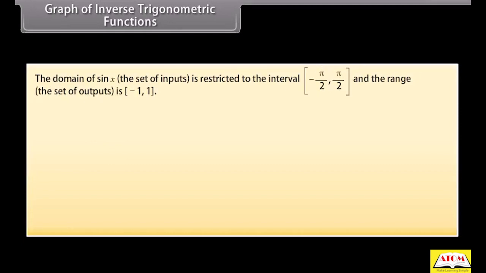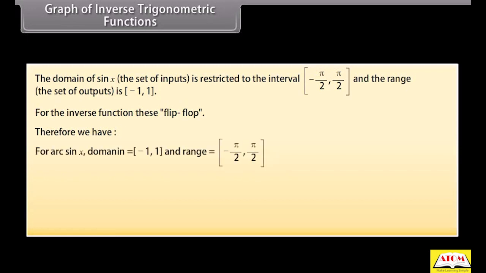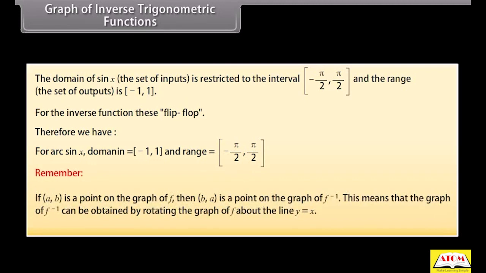The domain of sin x, that is, the set of inputs, is restricted to the interval -pi by 2, pi by 2, and the range, that is, set of outputs, is -1, 1. For the inverse functions, these flip-flop. Therefore, we have for arc sin x, domain is equal to -1, 1 and range is equal to -pi by 2, pi by 2.